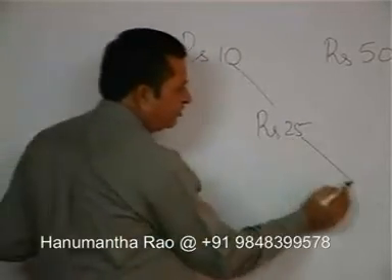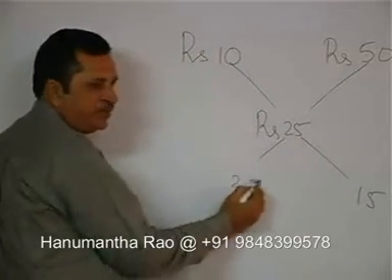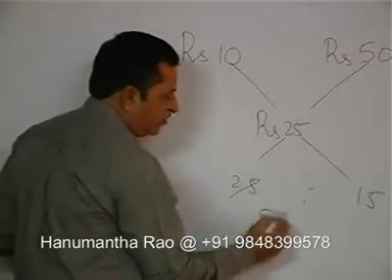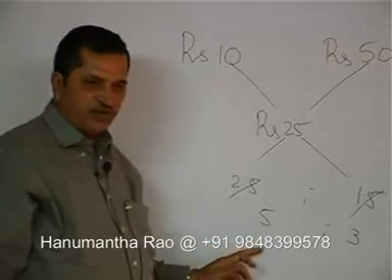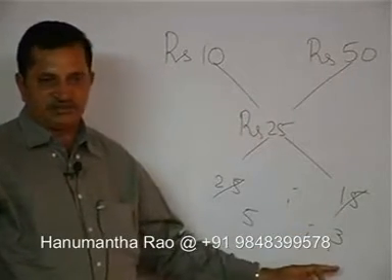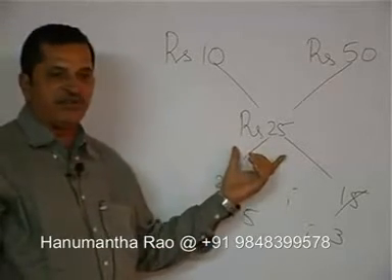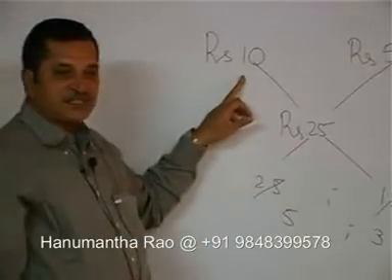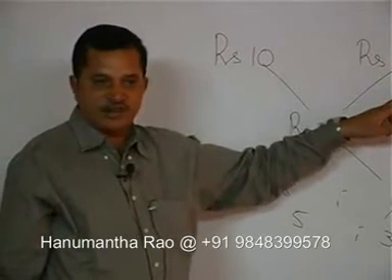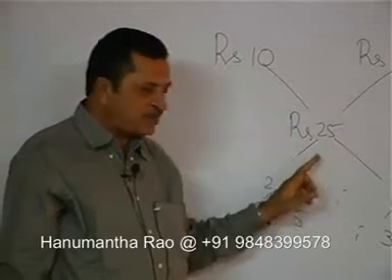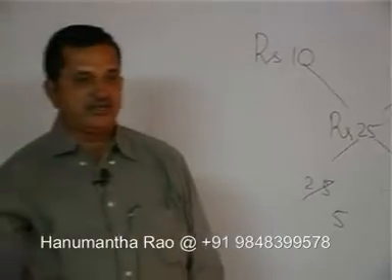10 and 25, 15 rupees is the difference. On this end, 25 rupees is the difference. So 5:3. So he should mix for every 5 kgs of 10 rupee rice, 3 kg of 50 rupee rice, then the required rate of 25 will come out. Here also you see, this is the selling price of the shopkeeper, 10 rupees, and this is also the selling price of the shopkeeper, 50 rupees. So this is the way to find the required ratio of the problem.